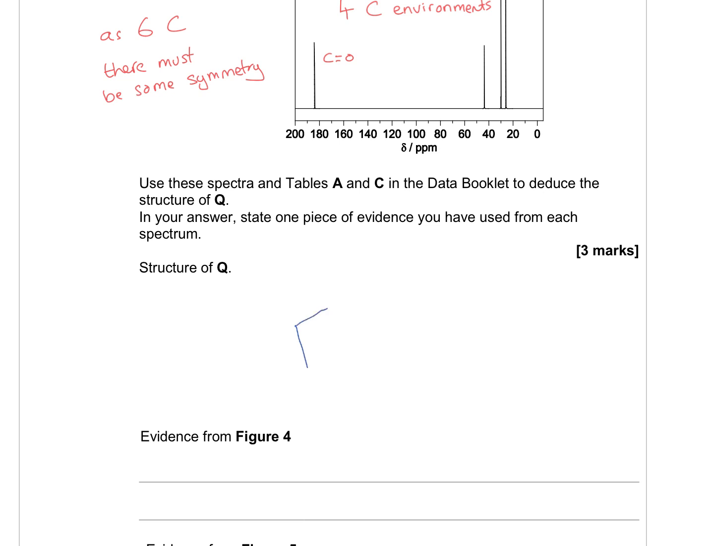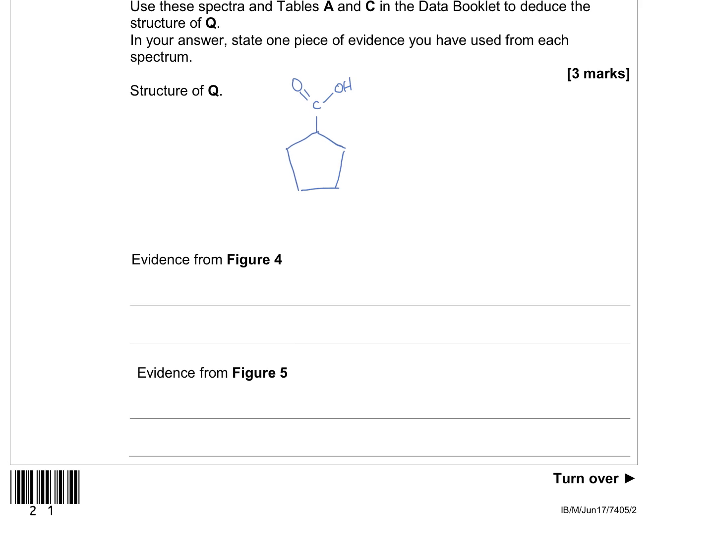Structure of Q drawn more neatly. So we've got a cyclic 5-membered ring, so 5 carbons in a ring in a pentagon shape, and then the carboxylic acid group on there. So that is C6H10O2, and I've checked it's got the right number of hydrogens, and it has. Okay, so evidence from figure 4, you can say there's the OH peak in the acids at, and then quote the numbers that it says on the data sheet, so 2,500 to 3,000 centimetres to the -1. And that is sufficient for your evidence from figure 4.